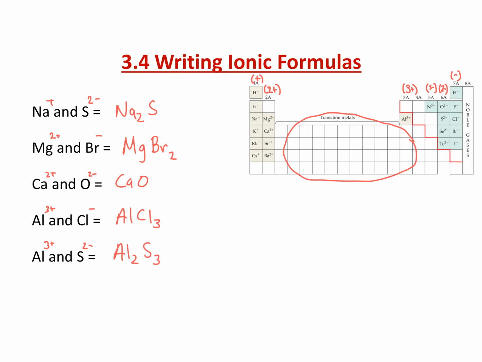And again, you do not need to memorize the charge for each individual element, but you should know the charge on group 1. You should know the charge on group 2. You should know the group charges for the halogens, oxygen, sulfur, selenium, and tellurium, because that's going to help you be able to put together these ionic formulas.